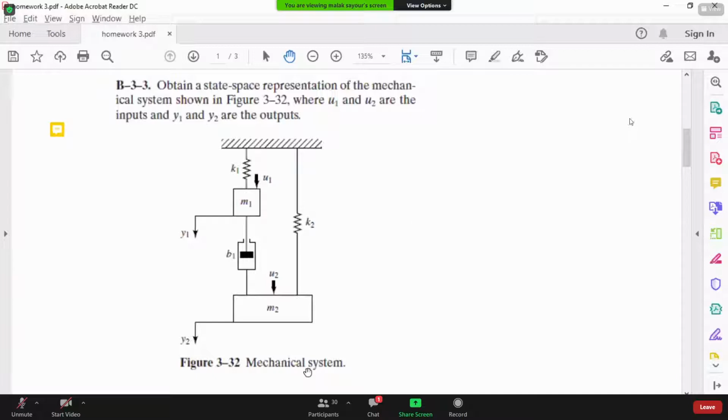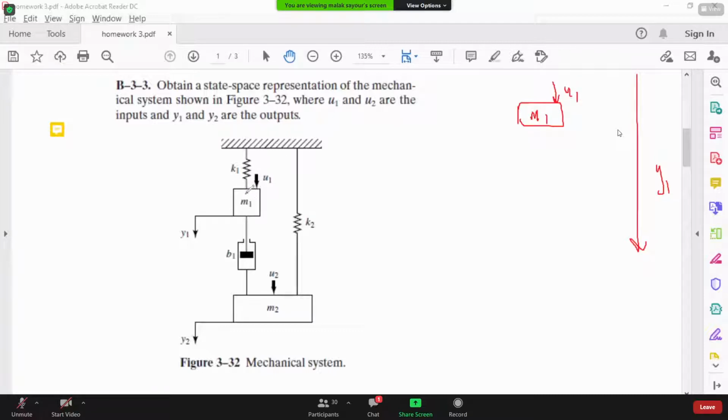I will start by mass 1. So this is my first mass, M1. Then I have to define the positive direction. Since Y1 is downward, I will take the positive direction to be downwards. Then we have to add the forces acting on this body. So we have U1, and U1 is downward. And then we have K1.